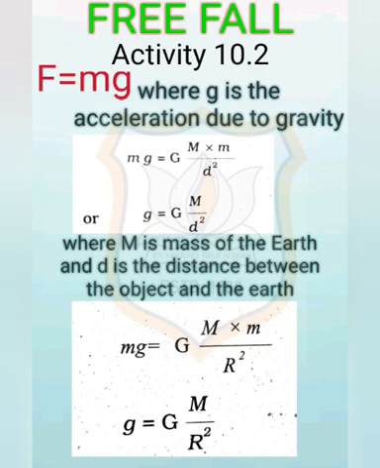The earth is not a perfect sphere. As the radius of the earth increases from the poles to the equator, the value of g becomes greater at the poles than at the equator. For most calculations, we take small g to be more or less constant on or near the earth. But for objects far from the earth, the acceleration due to the gravitational force of the earth is given by the equation g is equal to G M upon d square. That is our first equation.